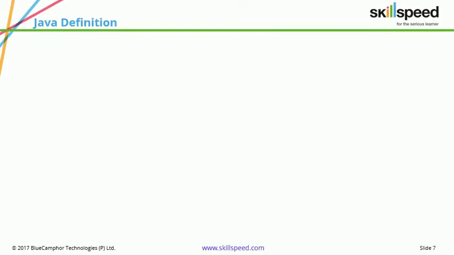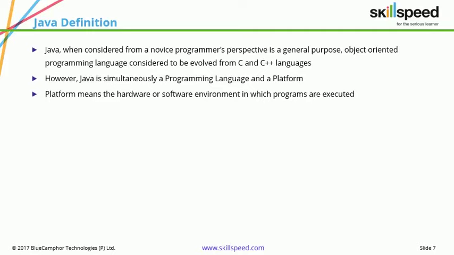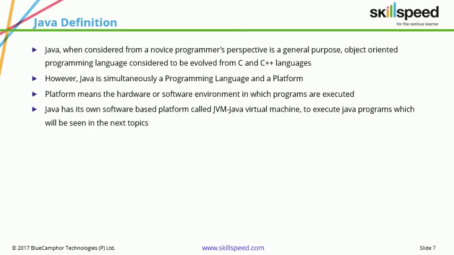Coming back to the definition of Java, Java can be considered from an initial programmer's or novice programmer's perspective. I can define it as a general purpose programming language which is object oriented and which is mostly considered to have evolved from the C and C++ languages. However, Java is not just a programming language, it is also a platform simultaneously. Platform in the literal sense means the hardware or software environment in which programs can be executed. Java has its own software based platform called the JVM, or the Java virtual machine, which we spoke of a few seconds ago, to execute Java programs, which will be seen in the next topics.